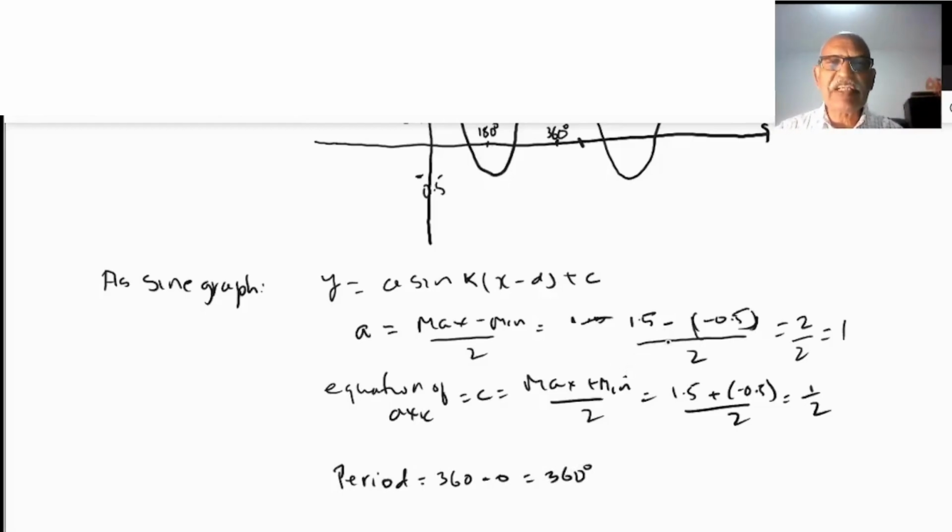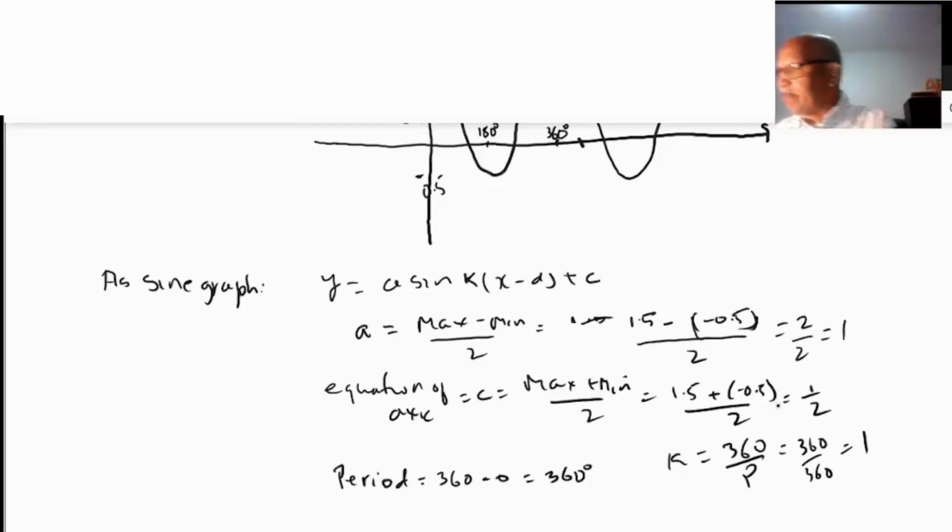If the period is 360 degrees, we would like to find k. So we know that k is always 360 divided by period, because period is 360 divided by k. Therefore 360 over 360, which is 1. Our k is 1.